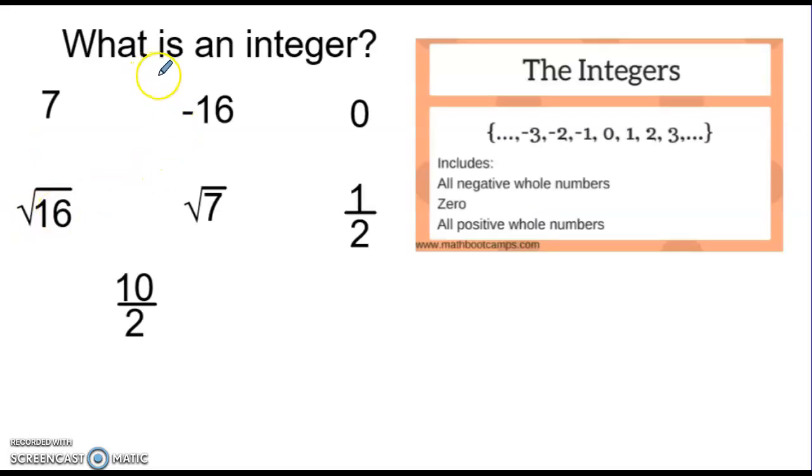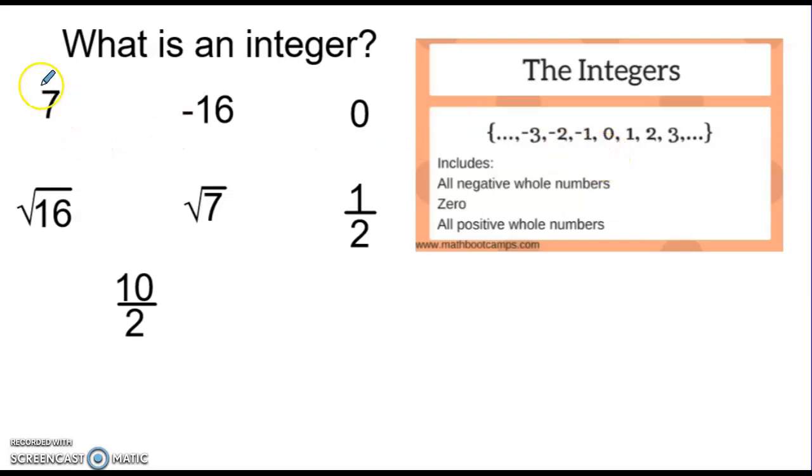All right, so the first thing we need to talk about is what is an integer? An integer is either a positive or negative number, and it includes 0. But integers are not decimals, integers are not fractions. Integers are whole numbers that are either positive or 0 or negative. So these are the examples right here that it gives you.